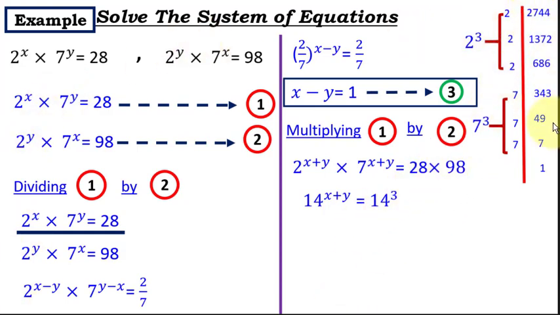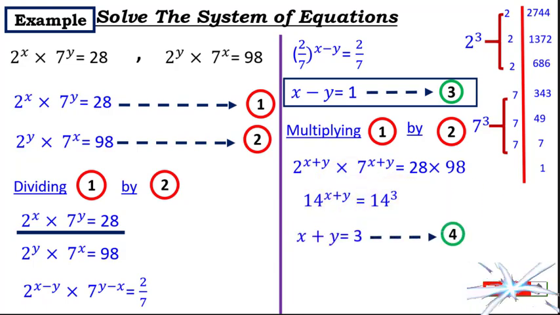If we have any number and we want to write its exponential form and this number is large, we can use prime factorization. Just factorize this number to its prime factors. We will get the same base, 14 and 14. Then we will get x plus y equals 3, and we can name it equation 4.